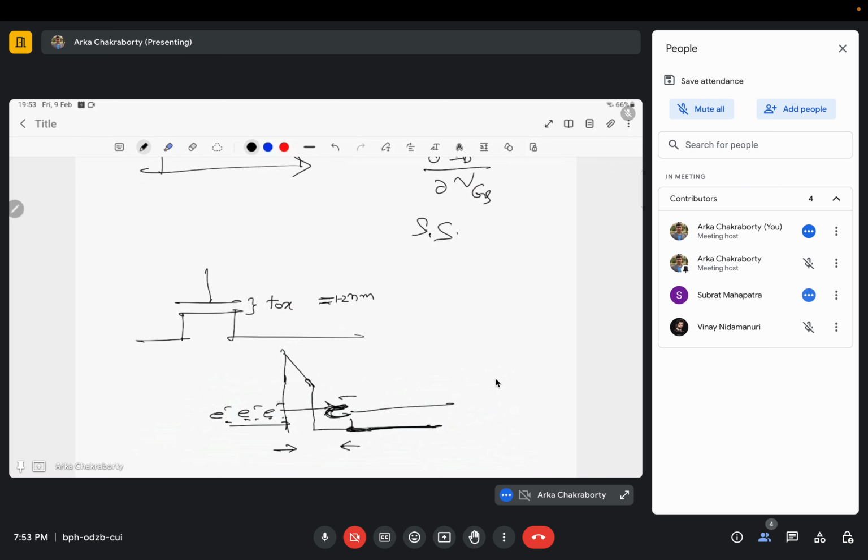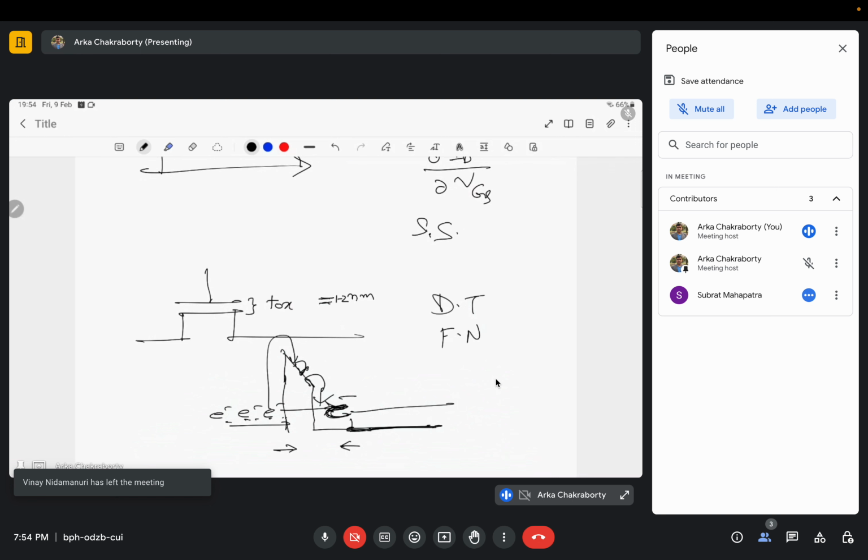So electrons which were initially unable to go also start to come here, and then by jumping they go there. So there are two kinds of tunneling mechanism. One is direct tunneling, which occurs below 2 to 3 nanometers, and there is Fowler-Nordheim tunneling, FN tunneling. It happens below 5 nanometers, and direct tunneling happens below 2 to 3 nanometers. This is direct tunneling. This is Fowler-Nordheim tunneling, this jumping one. So many things happen, but this is one of the reasons why GIDL happens.